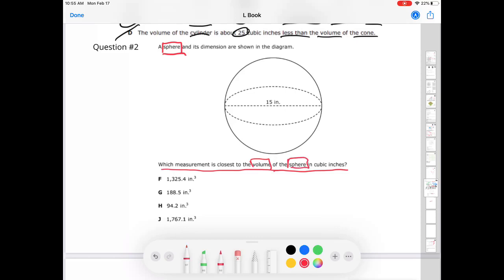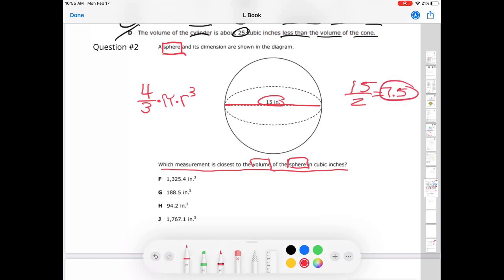Now, once we've done this, again, use your formula. So I'm going to find my formula on my formula chart. I'm going to put 4/3 times pi times radius cubed. This one does not give me the radius. It gives me a diameter because the diameter is from one side to the other. So what you're going to do is take your 15 and divide by 2. Do that in your calculator, and you're going to get 7.5.